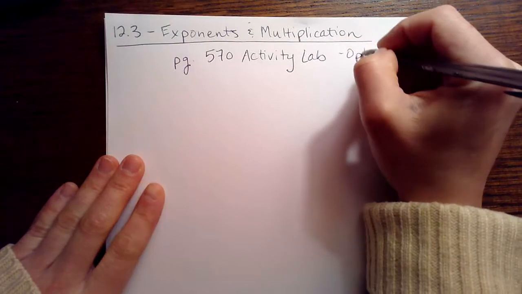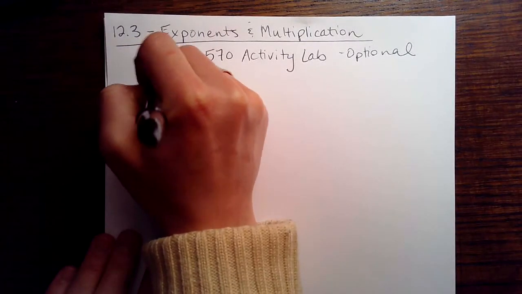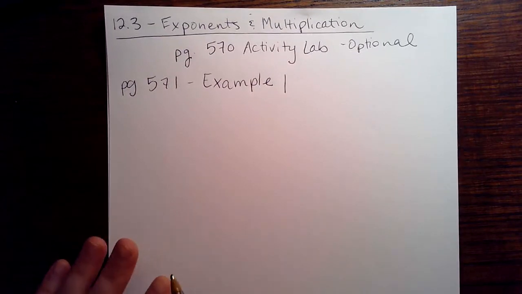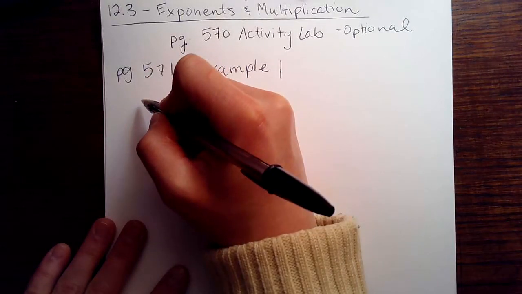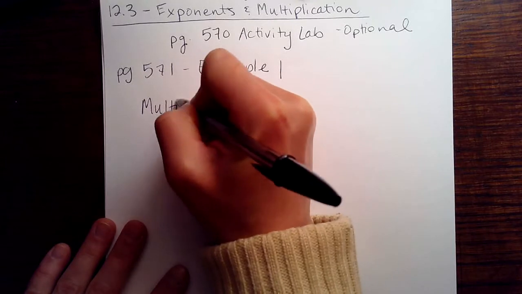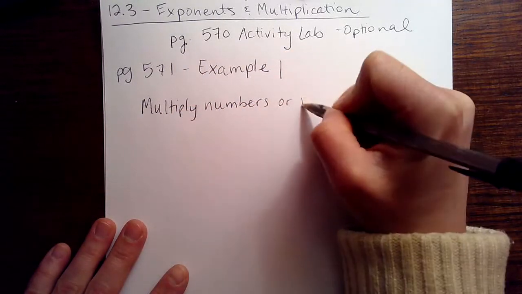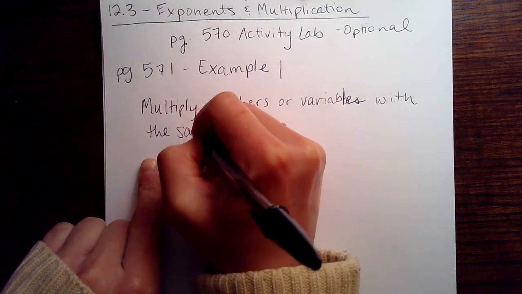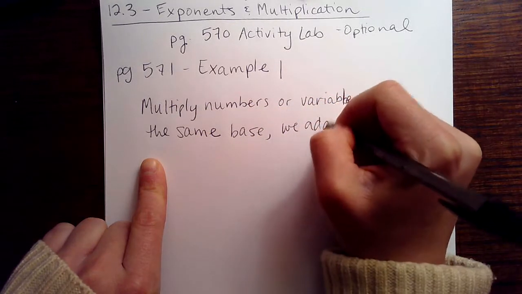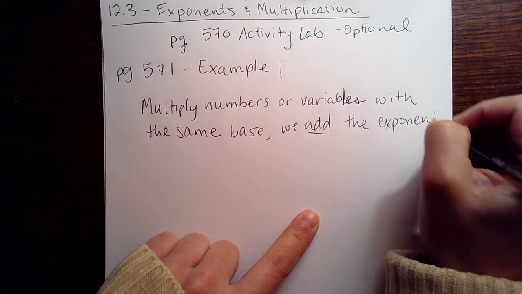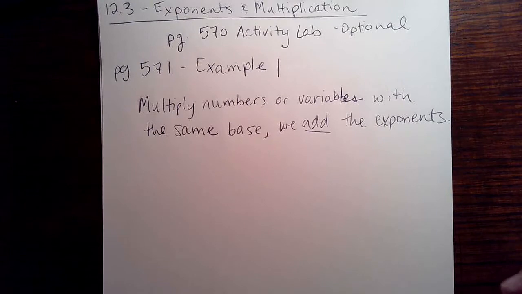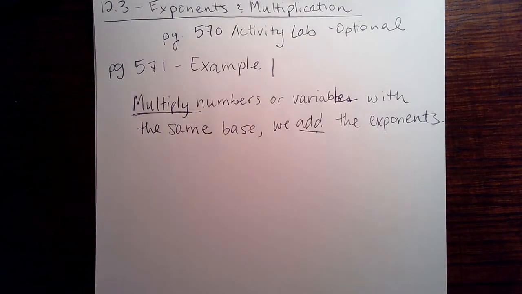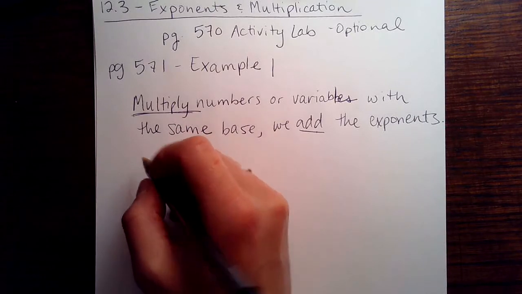So this was just optional. We are going to be getting into example 1 on page 571 in this first video. As we get started, if you want to look at that yellow box in your book, the key concepts, multiplying powers with the same base. When we multiply numbers or variables with the same base, we add the exponents. I want to point out, though, one of the common misconceptions is that we can add the exponents any time we have the same base, but this is only true when we are multiplying factors together.